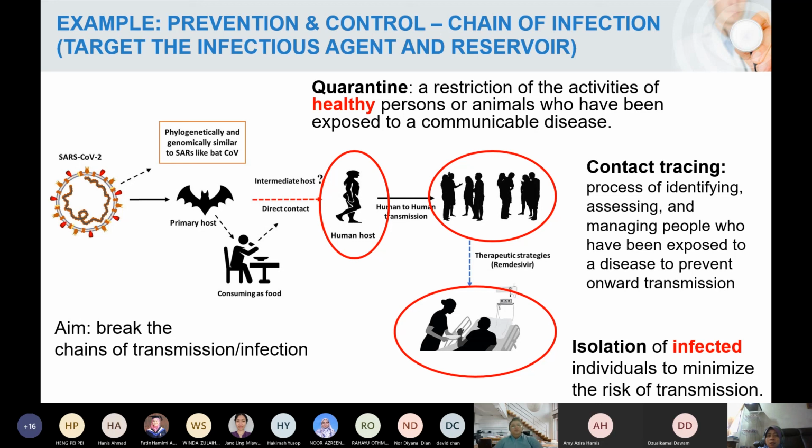Yet kalau tak juga, what happened to this? Isolation. So the terms here is quarantine apply to healthy, isolation apply to infected individuals, and contact tracing. So this is aimed at the agent and reservoir.